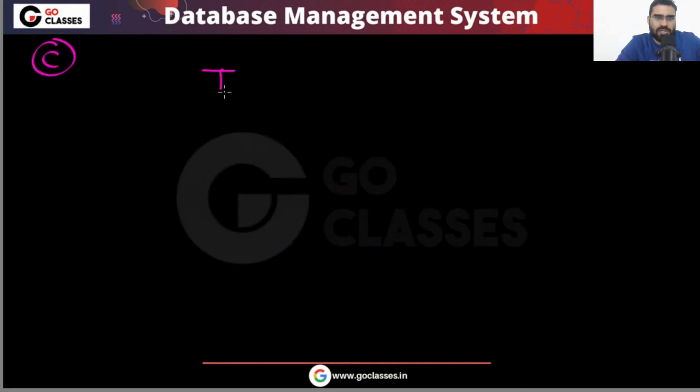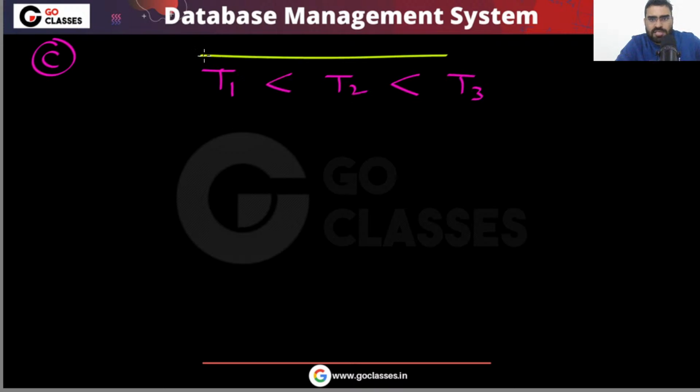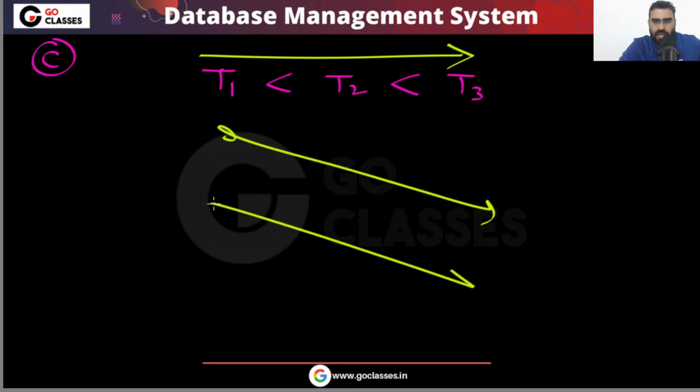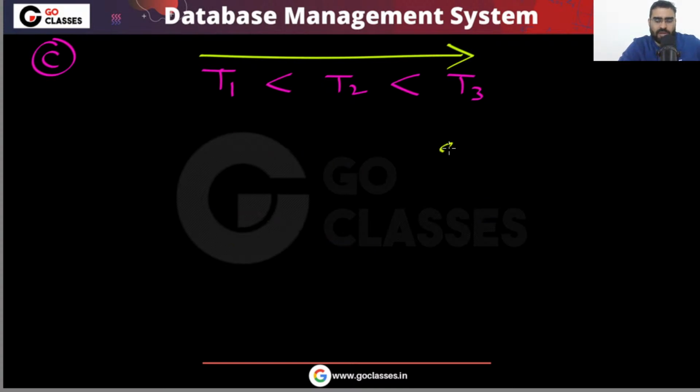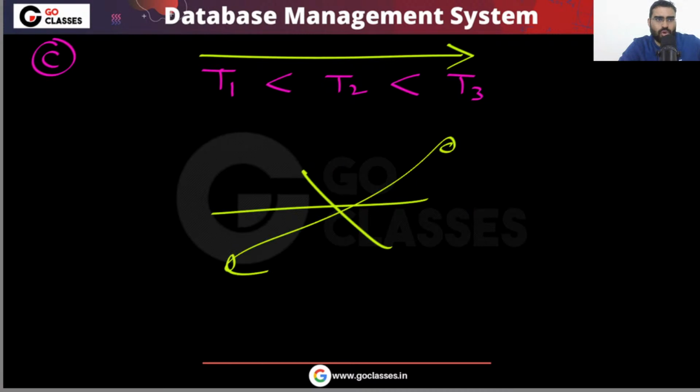So you can see the C. In C, you have a total of 3 transactions, T1, T2, T3. This is the order of timestamp. So this is the serializability order. This is the serializability order, which means conflict operations should happen in this order. In any other order, conflict operations should not happen.